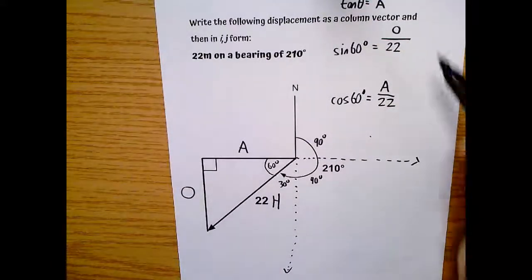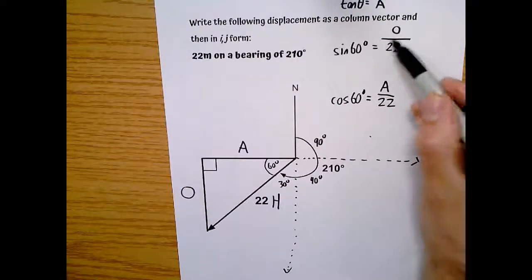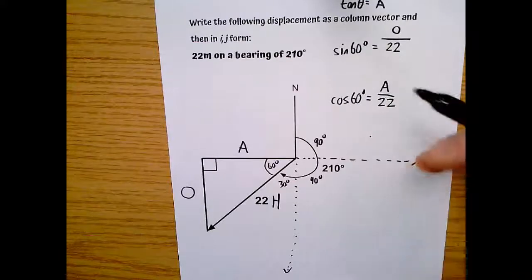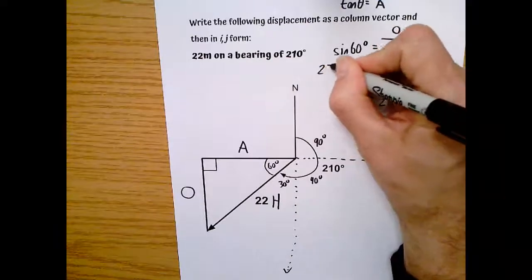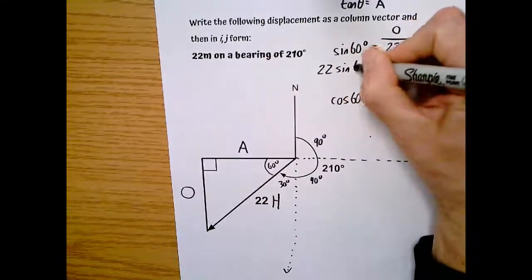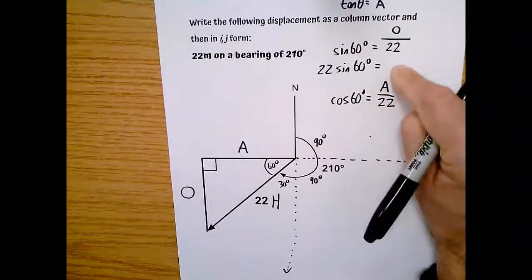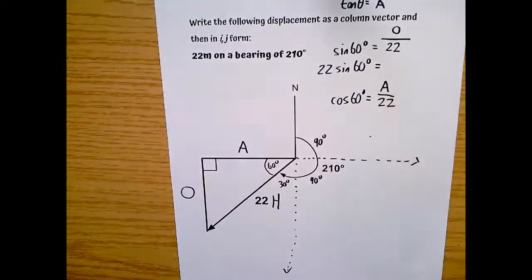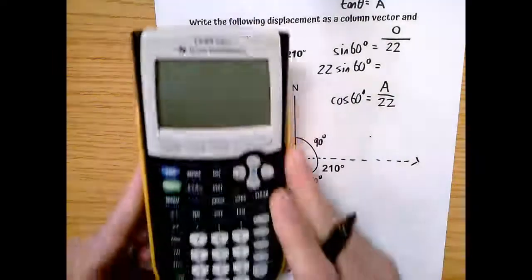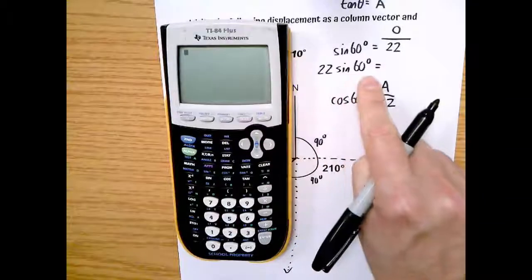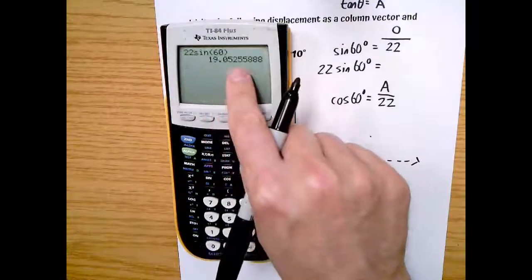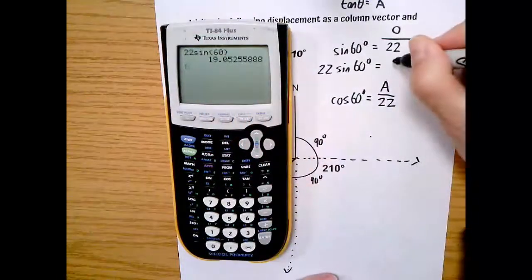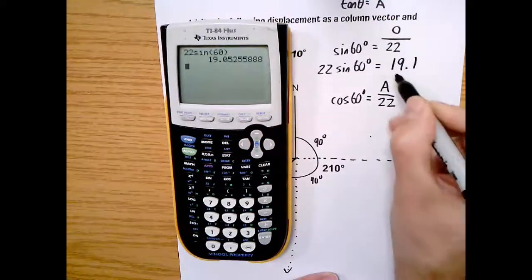Okay, so if I want to isolate this opposite side, I got to get rid of this 22. I do that by just doing basic algebra. I multiply both sides by 22. That would cancel, and I would get left with 22 sine 60 degrees is, and this would tell me the length of the opposite side. And we just do this in our calculator. When you get your calculator, do make sure it is in degree mode, and you just punch in what you see. 22 sine 60, you get 19.052558888. We're going to go to 3 sig figs, so we know that this opposite side is 19.1. Okay, that is a good value.